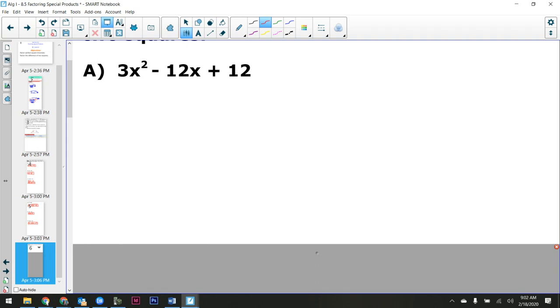Okay, flowchart says do what first? Is there a GCF? What is it? So let's remove it. What's left over after I factor out the 3? X squared minus 4x plus 4.